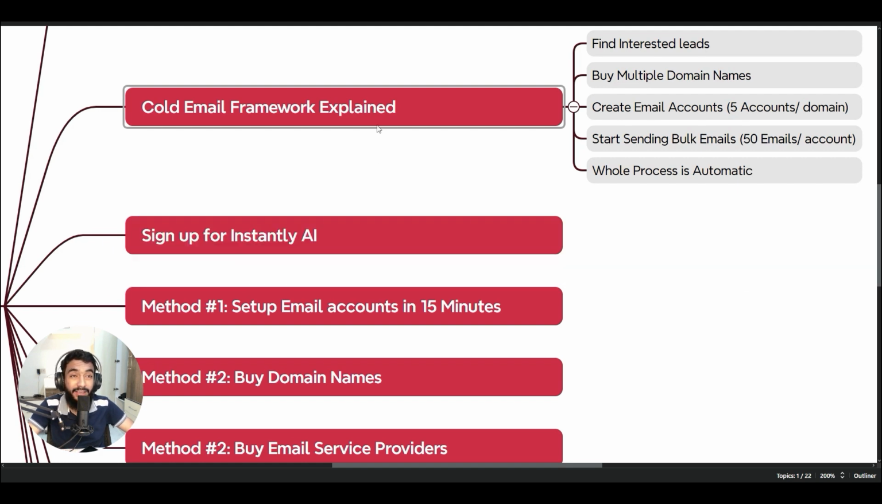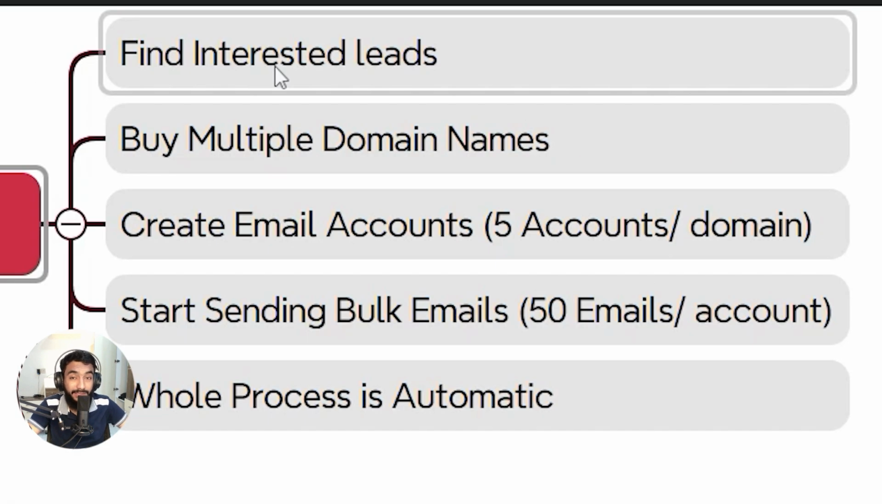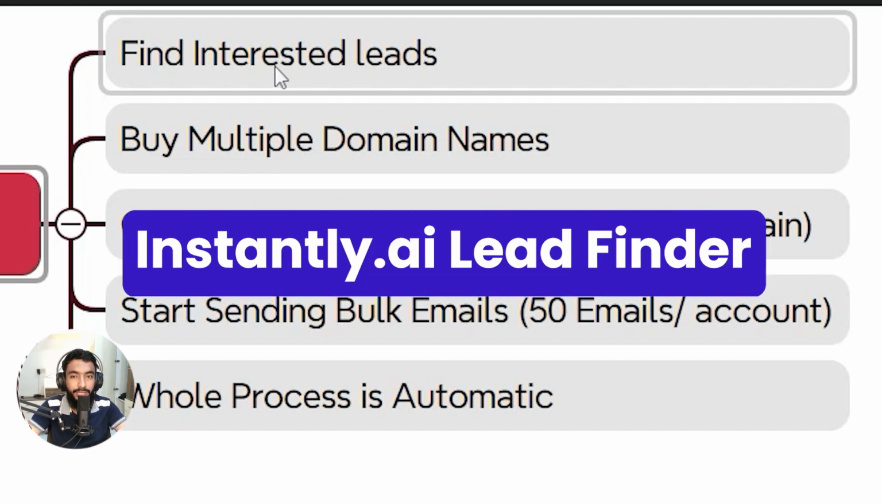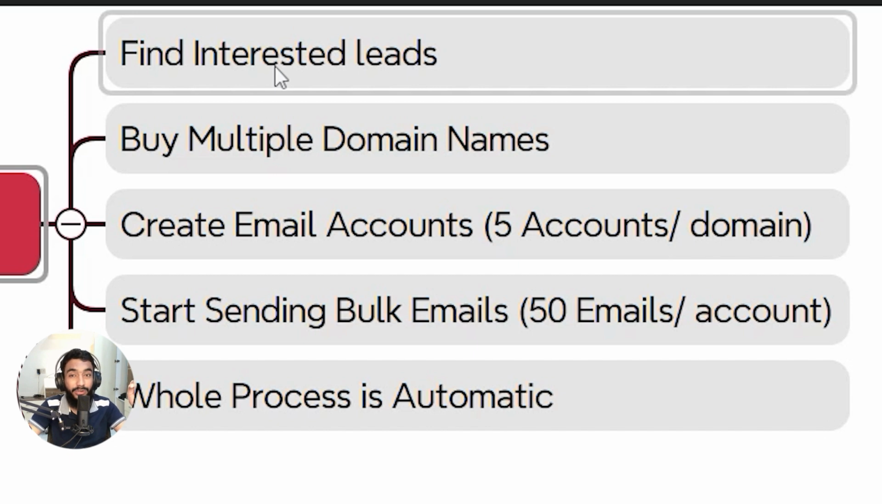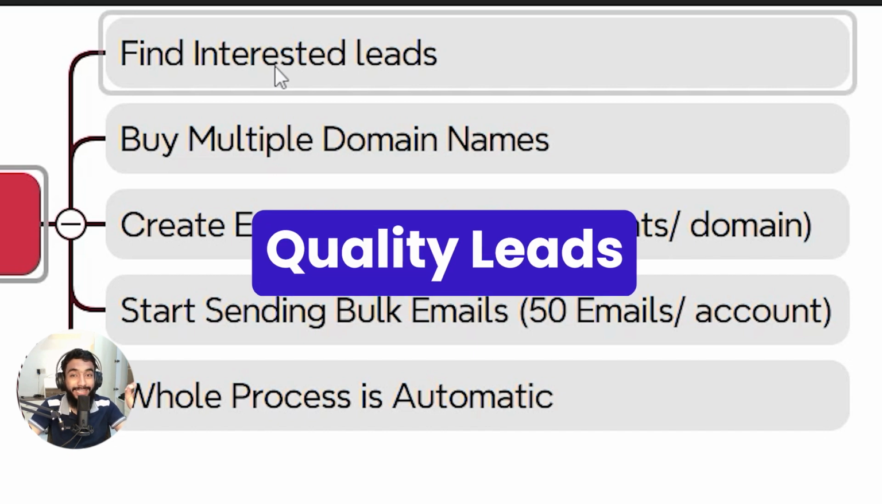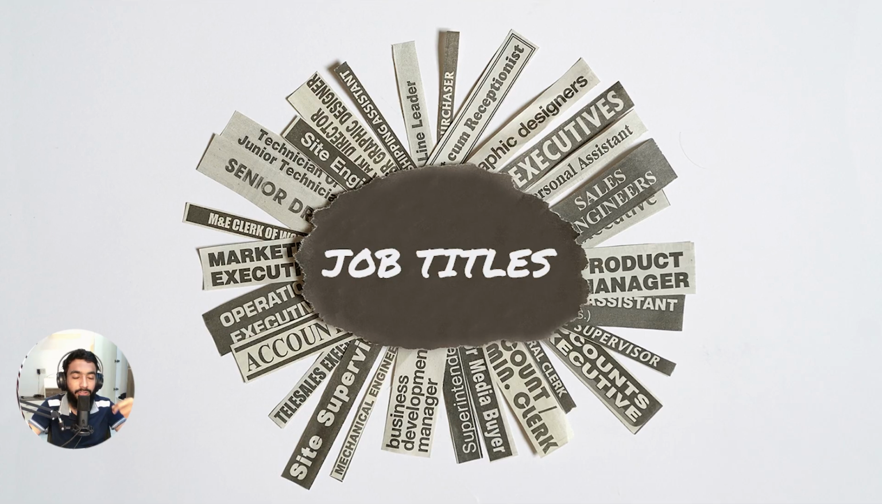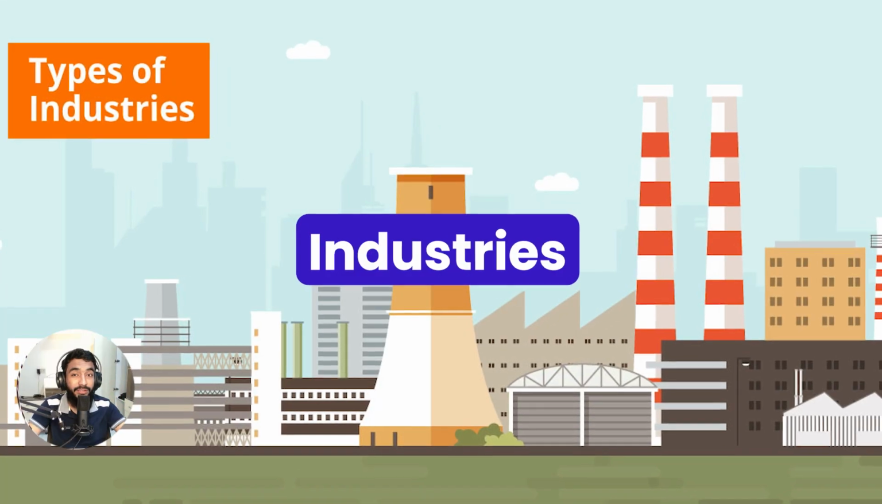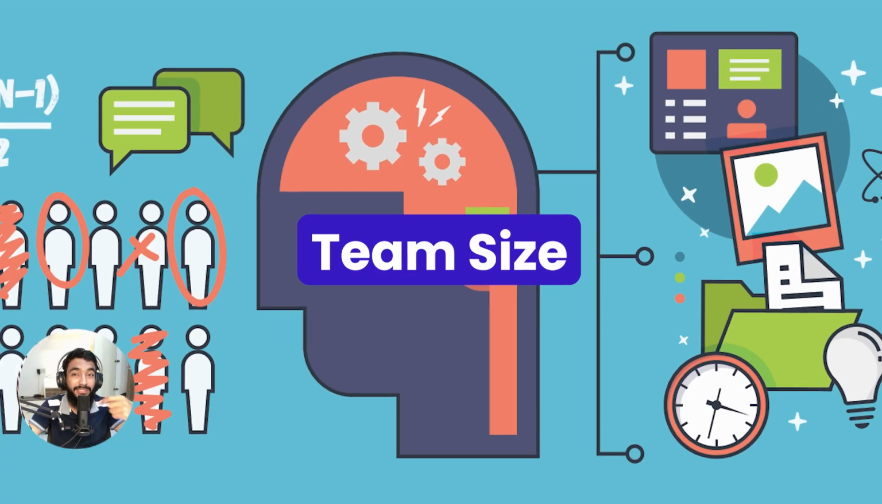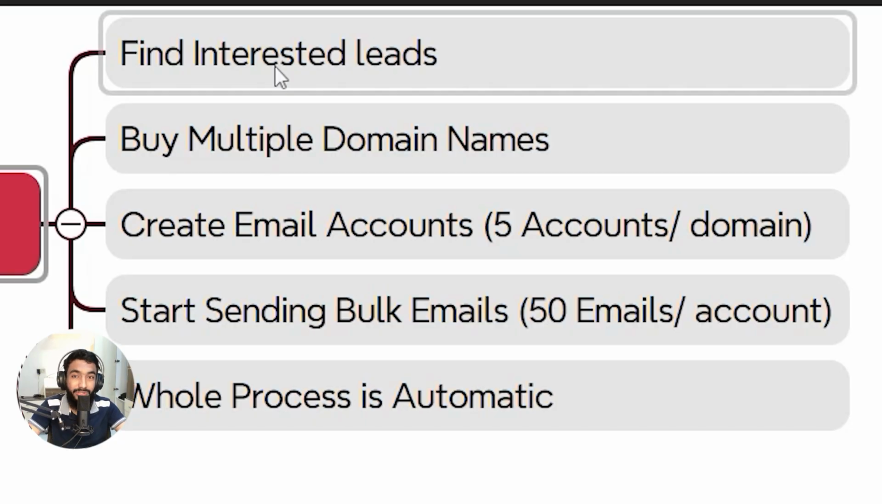how cold emails work and how we would be utilizing that. First of all, we would have to find the interested leads, like the leads interested in your offer, interested in your product, and we would be doing this using Instantly AI lead finder. This is the best way to find the leads. We can find quality leads according to their preferences, their job titles, their industries, their revenue, their team size, etc., and their countries and their cities, etc.